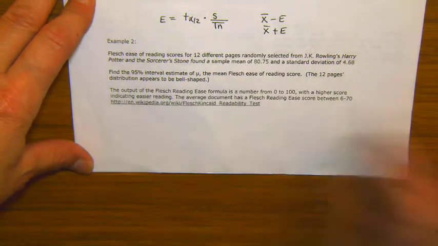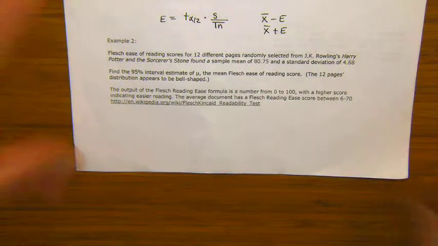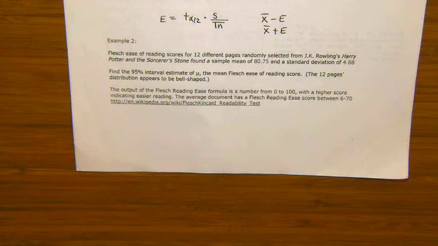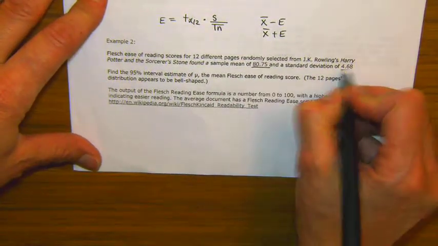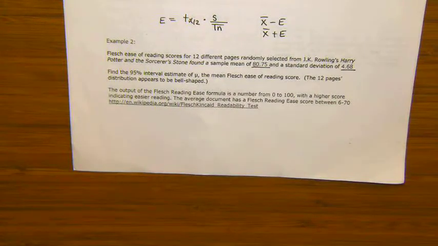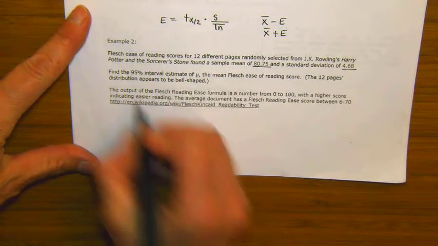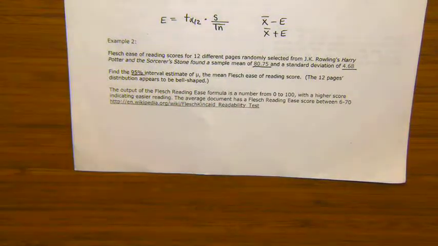So, Flesch ease of reading scores for 12 different pages randomly selected from J.K. Rowling's Harry Potter and the Sorcerer's Stone found a sample mean of 80.75 and a standard deviation of 4.68. Find the 95% interval estimate of mu, the mean Flesch ease of reading score. The 12 pages distribution appears to be bell-shaped.